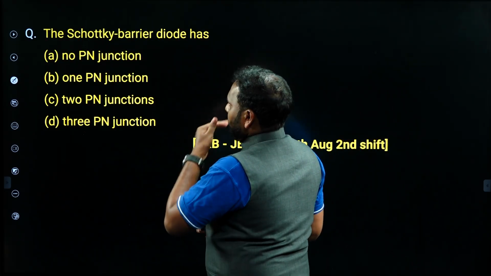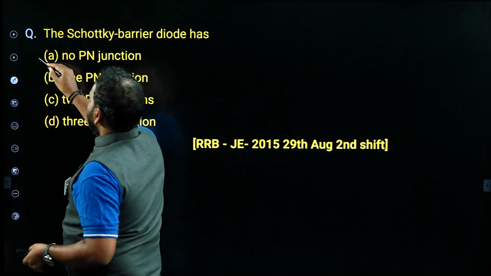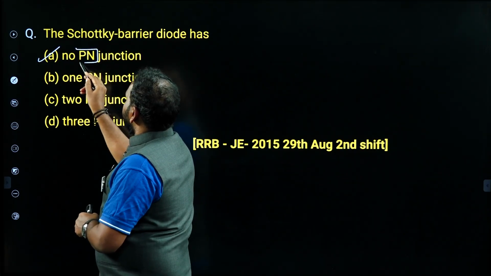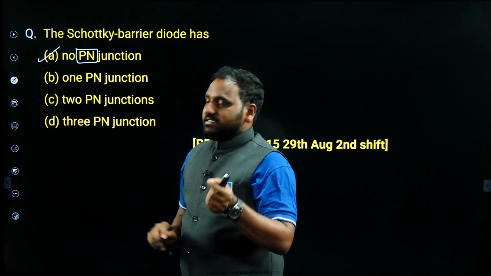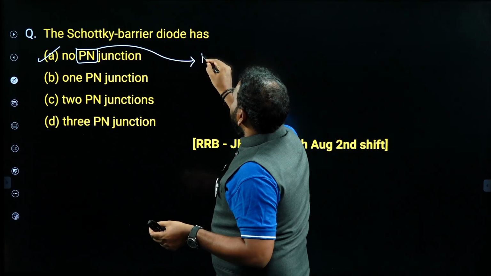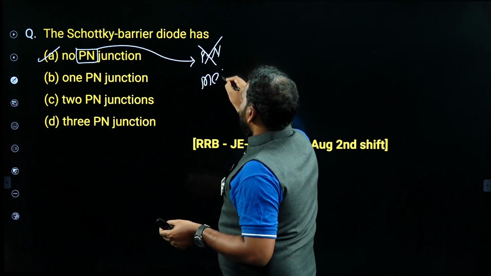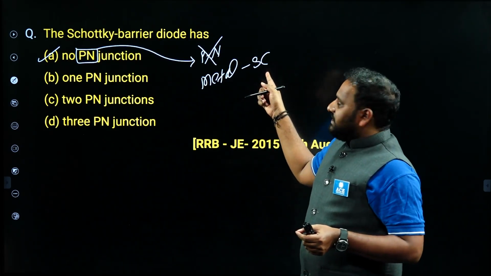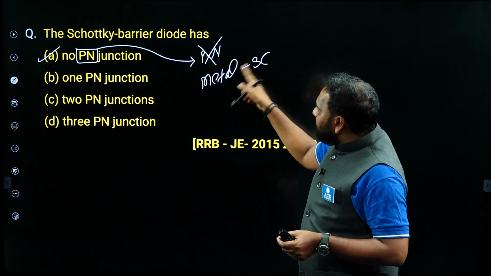Schottky barrier diode. Do you remember, just now I have given? It does not have any PN junction, because look at this. There is no concept of P-type and N-type materials in the Schottky diode. It is metal to semiconductor. We have metal and semiconductor, we don't have P-type and N-type semiconductors.